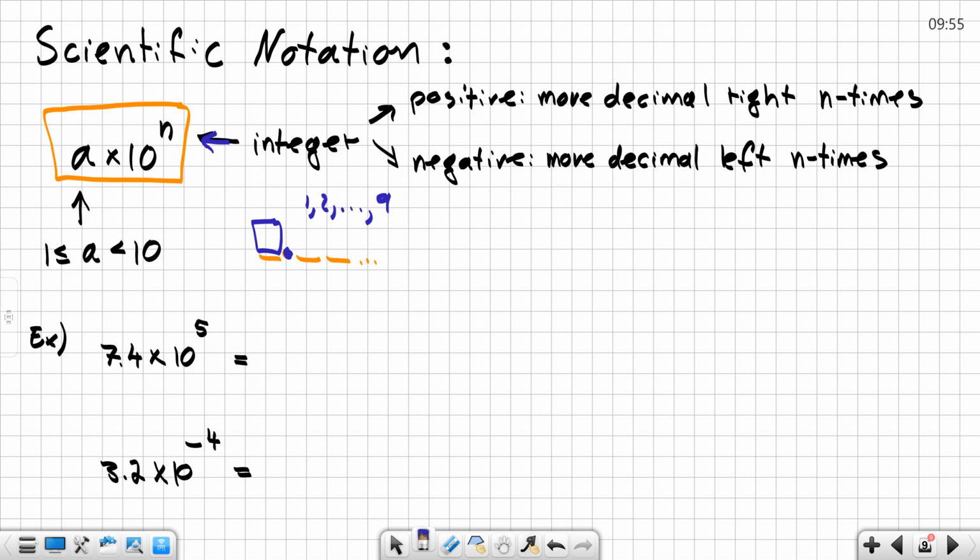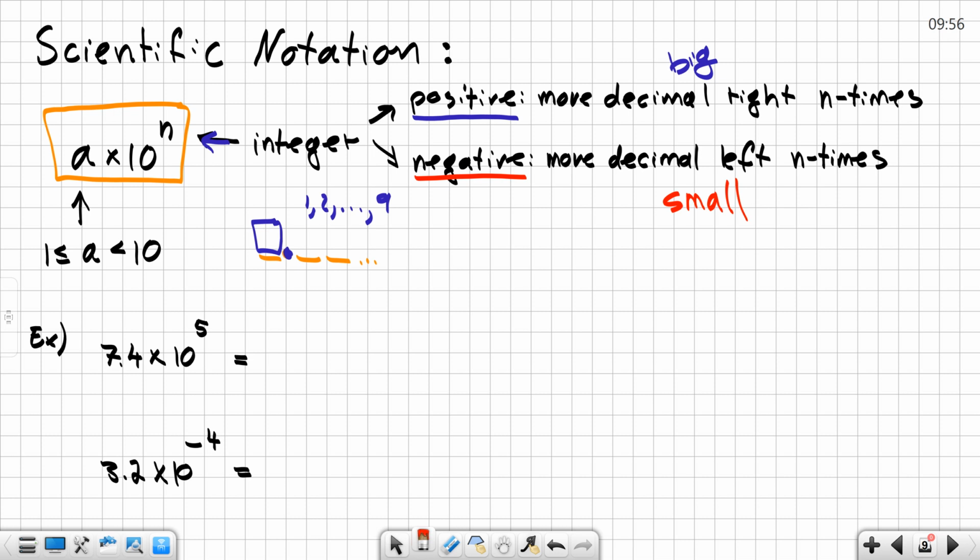We have seen in the last section how negative exponents are dealt with. So if this is a positive exponent, and I want to write out this number in a normal notation, then I take the decimal and move it right n times. This would be a very big number. If I have a negative exponent and I want to rewrite this number in regular notation, then I have to move the decimal to the left n times. And this would be a very small number.